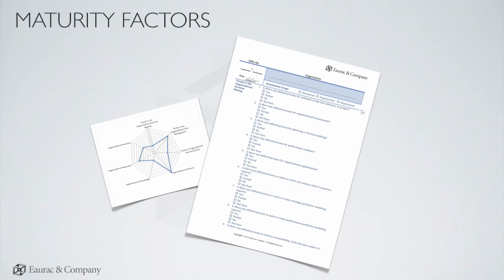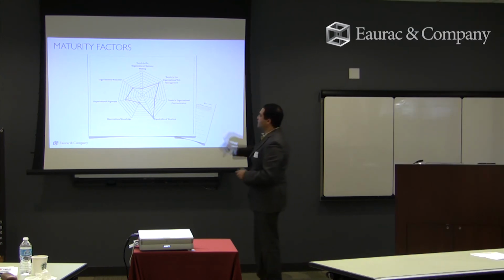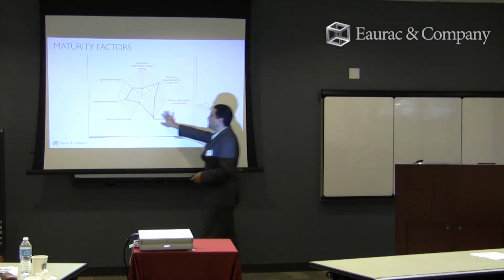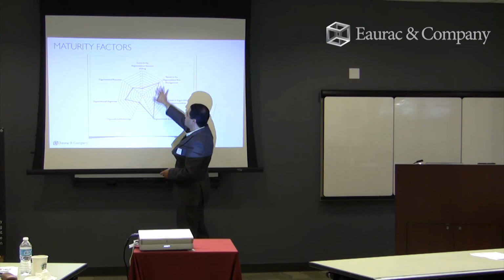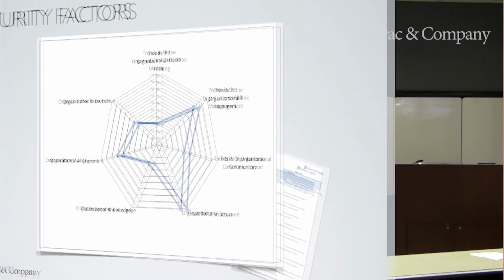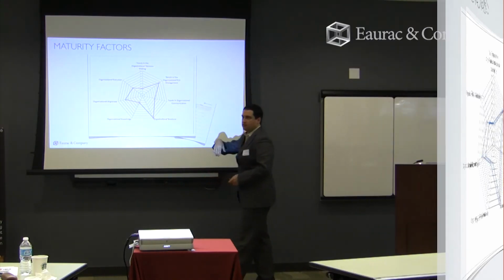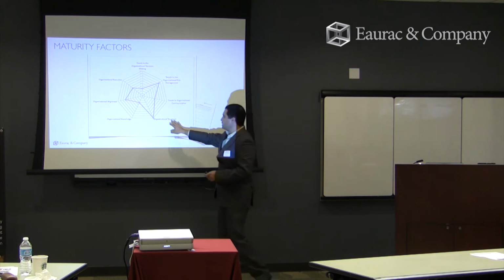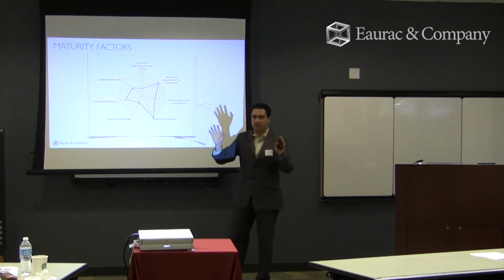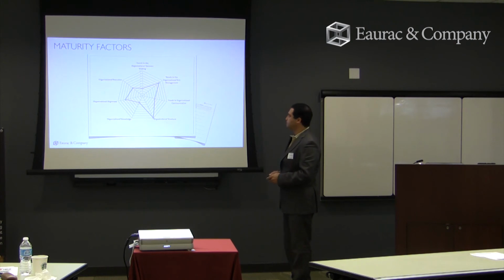And it's a typical kind of questionnaire that we have. And at the end, again, we create a radar chart, and it shows the strong areas and the weak areas. So in this organization, for example, the organization decision making, they're doing very poorly. They cannot make their mind on time for any reason. But the structure, they're very organizationally very sound. They're very well structured, everybody knows what they're doing, and so on and so forth.